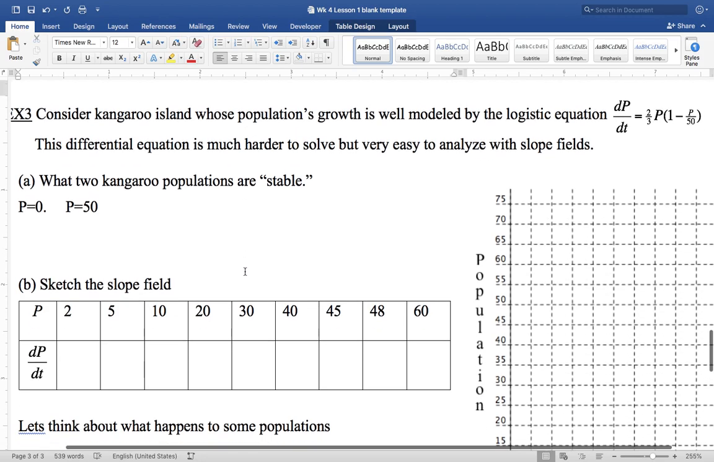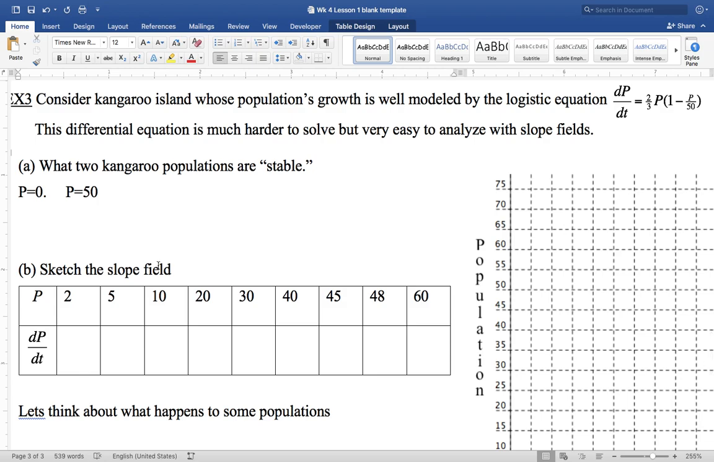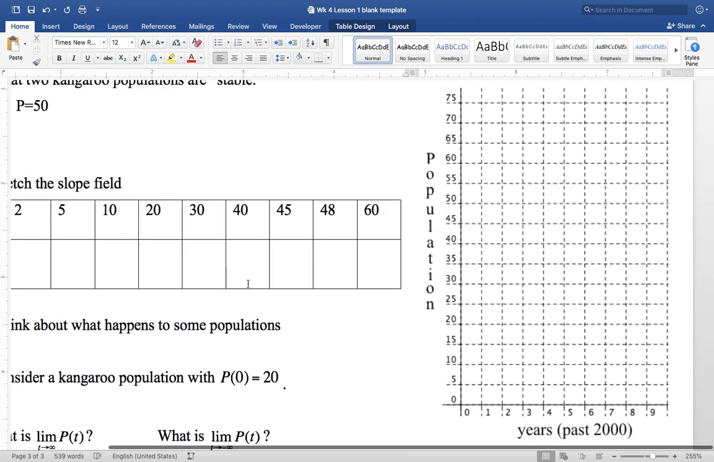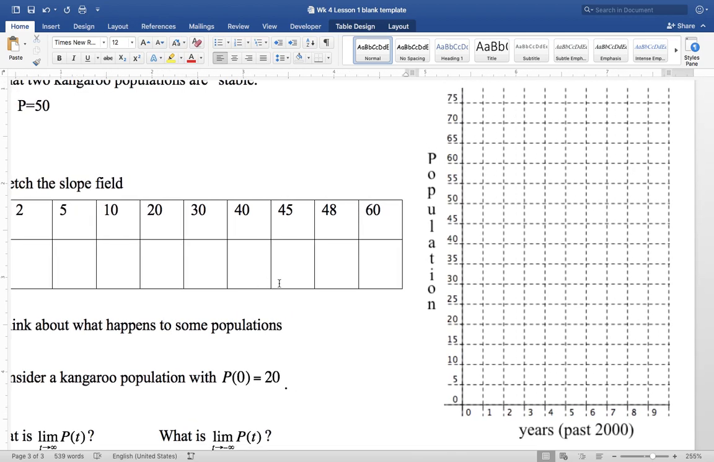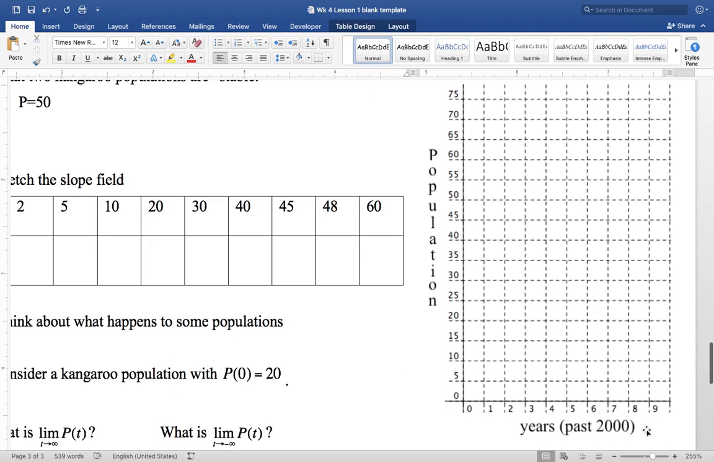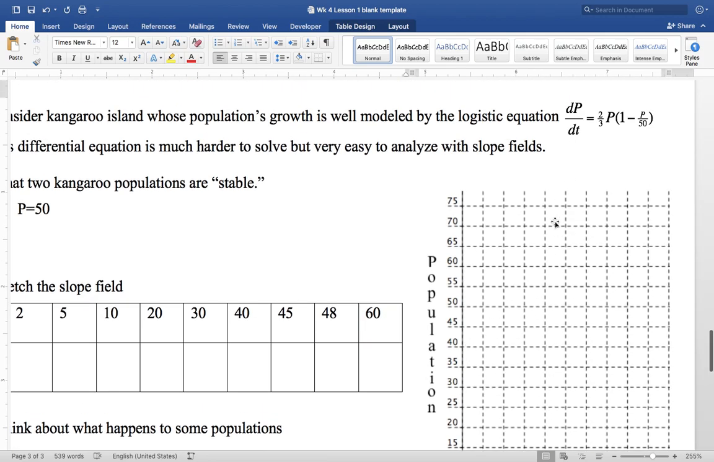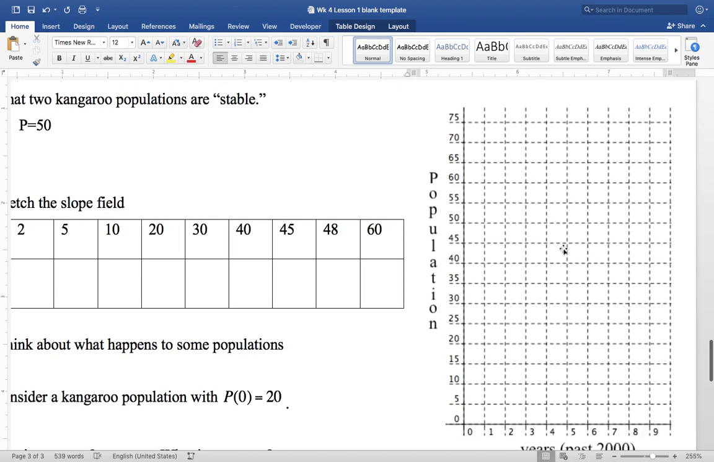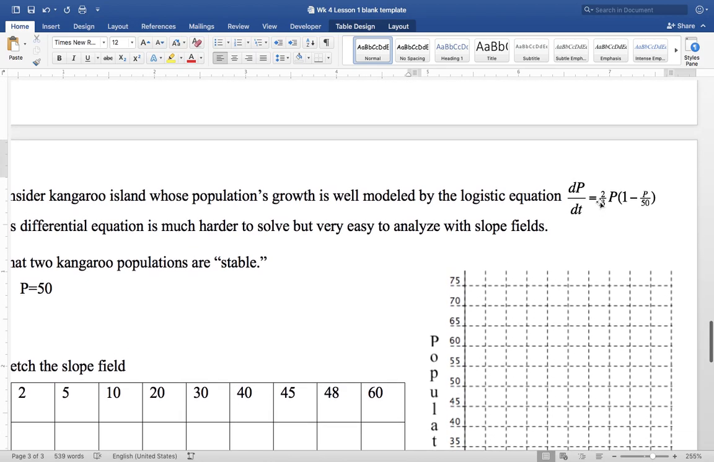Now, in the next part, we want to sketch the slope field. If you notice, what we have here on the two axes are the following. We have years past 2000 and population. So this is t, and this is capital P. And we're trying to construct a slope field for dP/dt. What that means is that at each point on this grid, we're going to make a little line, and the slope of that line is going to be dictated by this formula.